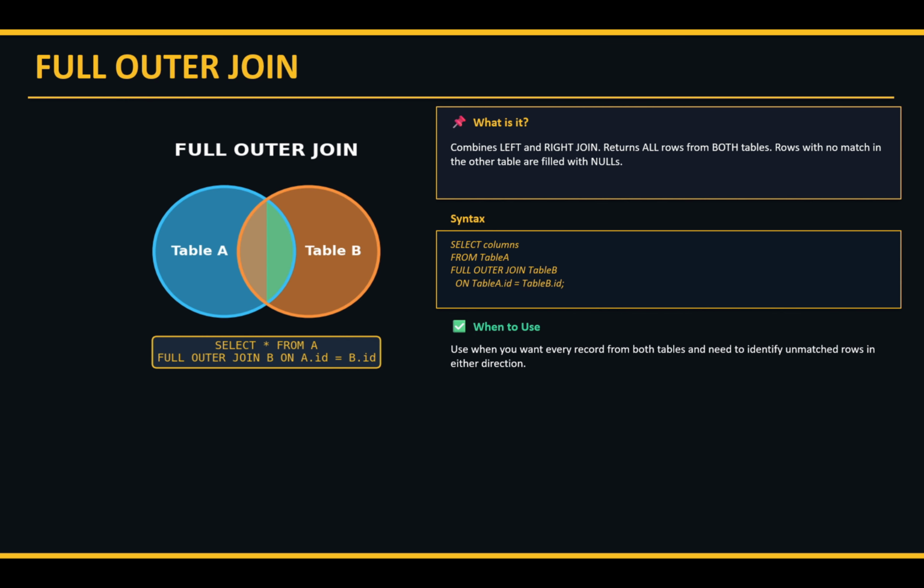And when do you want to use this? You want to use this when you want every record from both tables and need to identify unmatched rows in either direction. So you're trying to find rows that don't match with each other from these two tables, so you do the full outer join. It's going to take every row that matches and match them together, and the rows that don't match are going to be filled with nulls. So you can do a WHERE clause where you say WHERE so-and-so IS NULL, and you can find rows that don't match with each other.